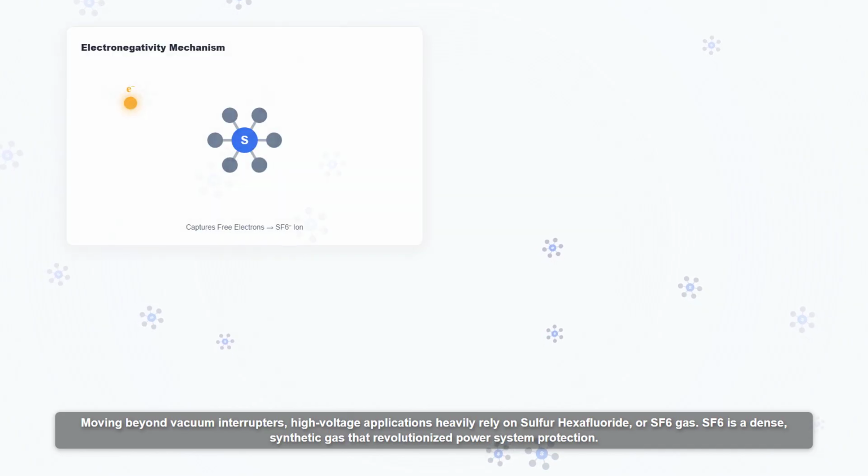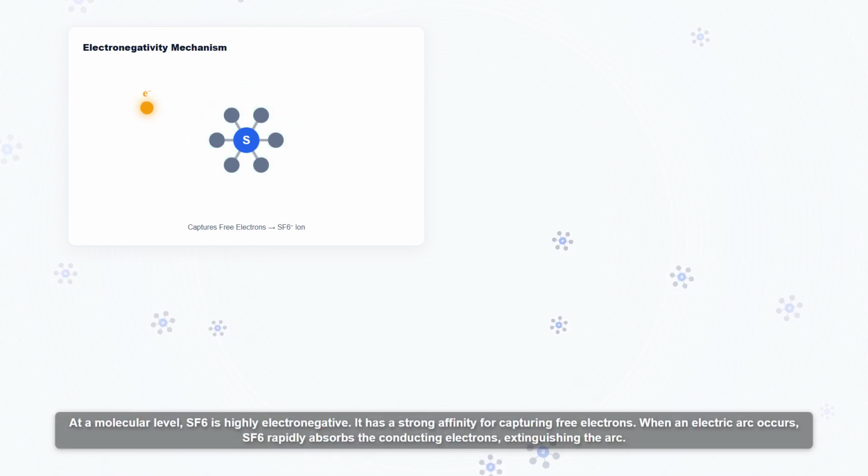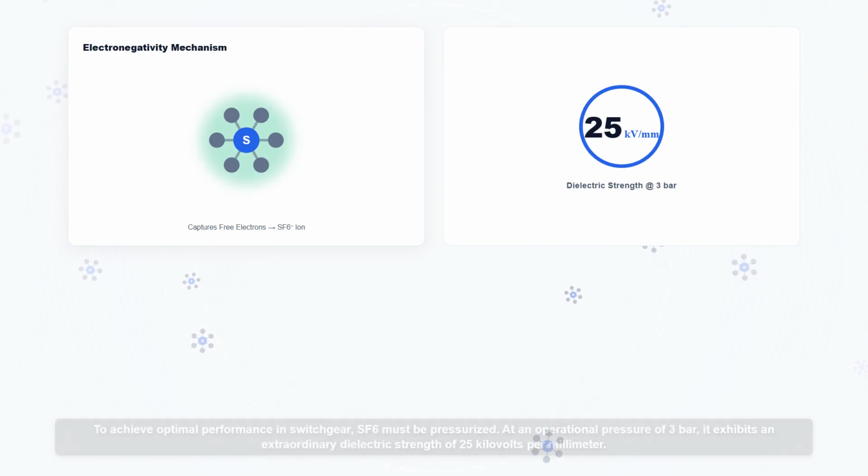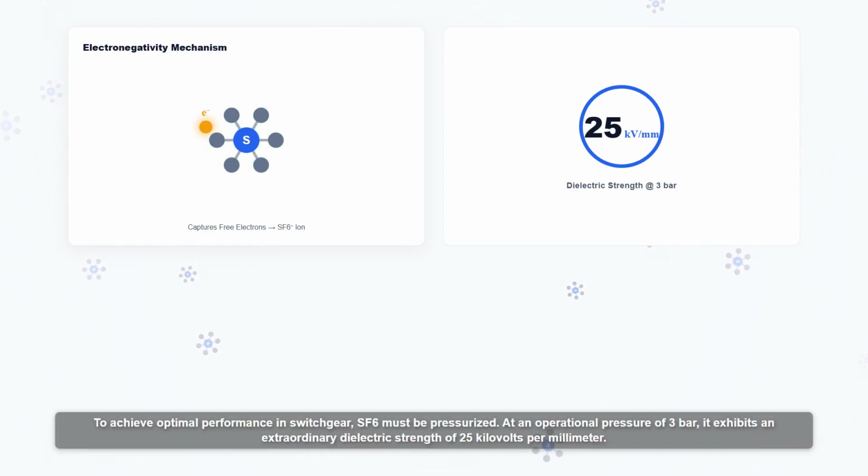SF6 is a dense synthetic gas that revolutionized power system protection. At a molecular level, SF6 is highly electronegative. It has a strong affinity for capturing free electrons. When an electric arc occurs, SF6 rapidly absorbs the conducting electrons, extinguishing the arc. To achieve optimal performance in switchgear, SF6 must be pressurized.